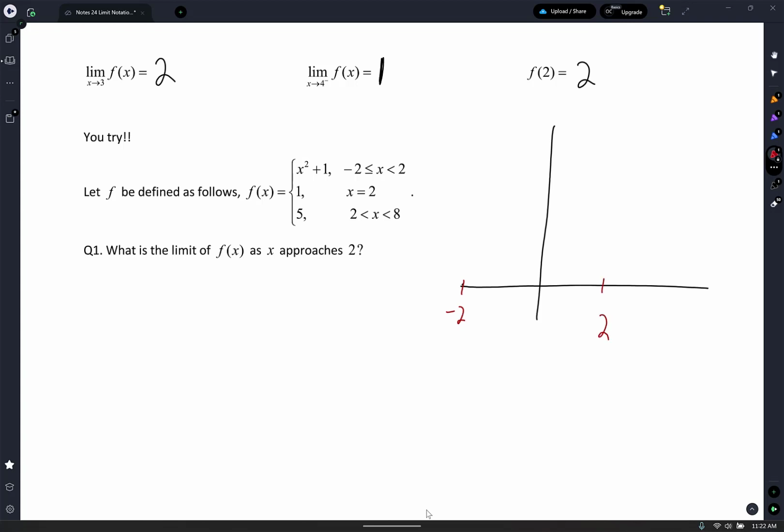Even if this is the first time you've seen piecewise, you by now should already start seeing it's not that bad. So what this is telling me is that I behave like x squared plus 1 between negative 2 and 2. At x equals 2, my y value is 1, that's a point because it's not an interval. And between 2 and 8, I behave like 5. Does everyone know what x squared plus 1 looks like? Yeah, it's just a parabola with a vertex at 0, 1.